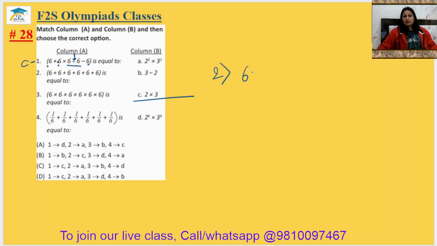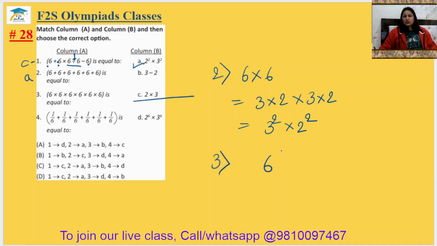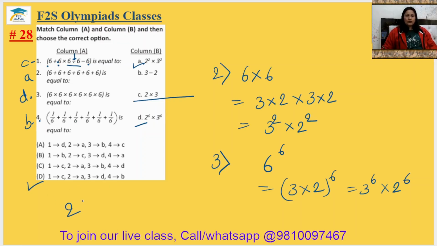And 6 times 6, the second one, 6 multiplied by 6, can be written as 3 multiplied by 2 multiplied by 3 multiplied by 2. It means 3 to the power 2 multiplied by 2 to the power 2. This is in option A, so 2 will be A. Then 3 is 6 to the power 6, that is 3 multiplied by 2 to the power 6, so 3 to the power 6 multiplied by 2 to the power 6. This is in option D. And 4 will be option B. You can check it. So C, A, D, B. It is in option number D. So the 28th answer will be option D.